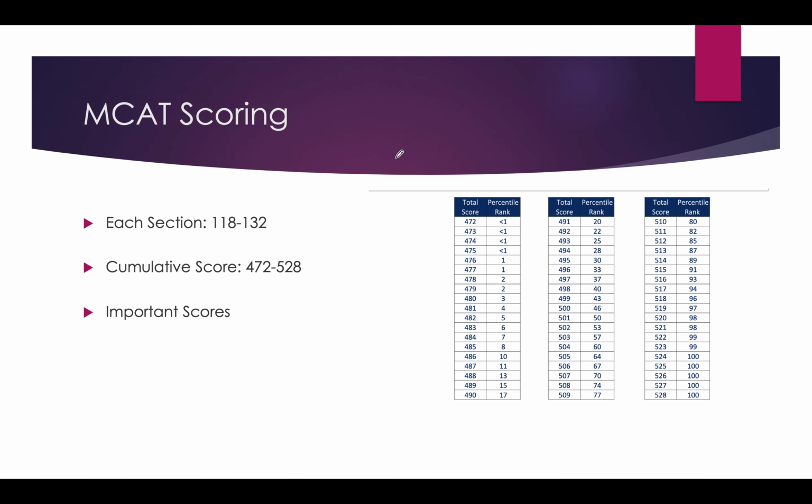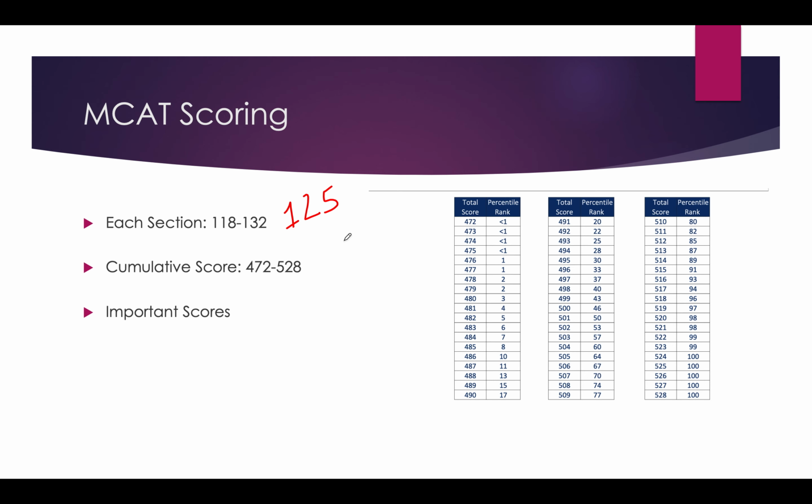Now, before I break down the material I'll be covering in this course, let's go over the scoring for the MCAT. I feel like this is a very important thing to discuss when preparing for an exam, as it helps establish a goal for one to reach. Each section is graded on a scale from 118 to 132, with 125 being the average score. Cumulative scores are based from 472 to 528.